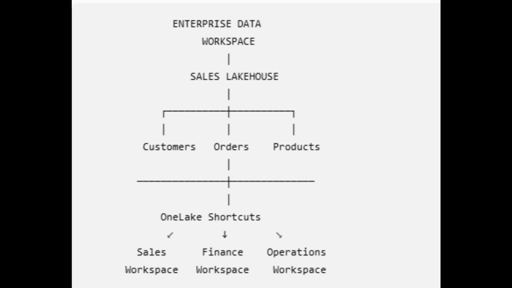Now suppose I have three teams. Number one is sales analytics, number two is finance analytics, and third is operational analytics. What is the traditional approach? Let's copy the data into each workspace, but that's exactly what I want to avoid, because now I have three copies, three refresh processes, three places to manage, and potentially three places where security can go wrong.